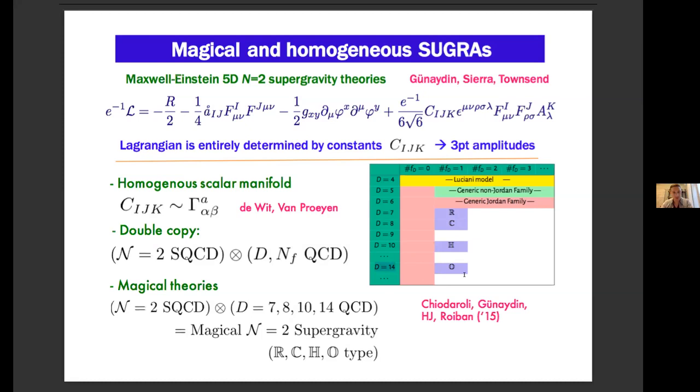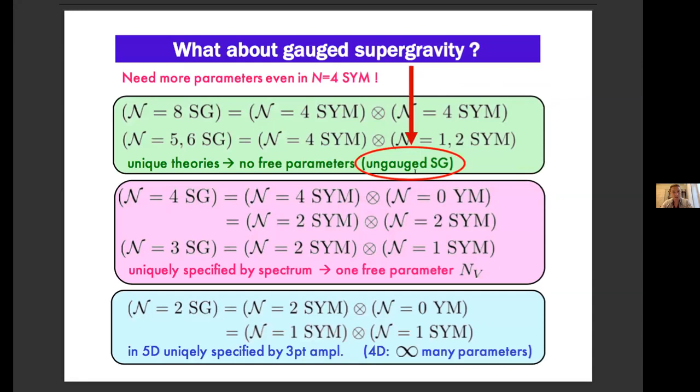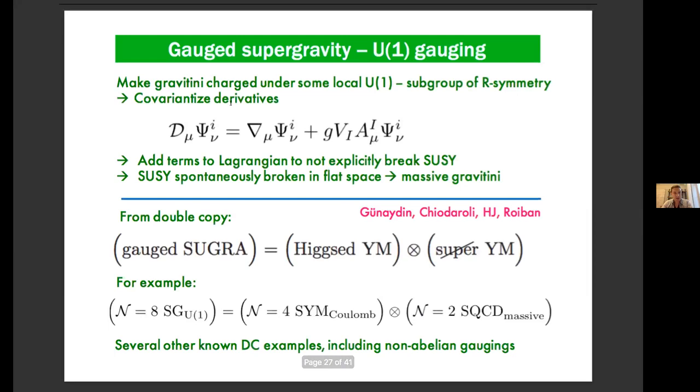What about gauge supergravity? Because I had this small caveat here that I was only considering ungauged supergravity. So indeed, we can consider gauged supergravity. In the very simplest example, we introduce a U(1) gauging. The way we do it is that we look at the gravitinos, and then we want to make them charged under some vector, a single U(1) vector. So we introduce this covariant derivative. This is in the gravity theory. We also add some additional terms in the Lagrangian just to not explicitly break supersymmetry. But it turns out if you work in flat space, you have to break supersymmetry at least spontaneously. So that we do, and what we get is then massive gravitini. So one way to think of this gauged supergravity is that it's just spontaneous supersymmetry breaking in the gravity theory.